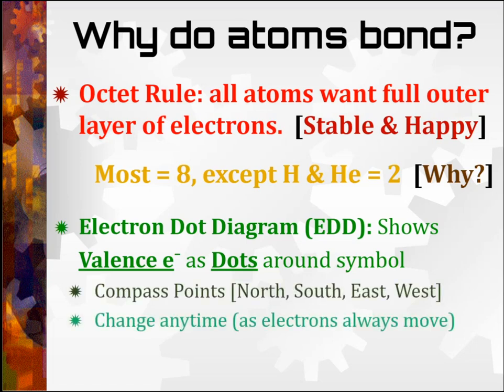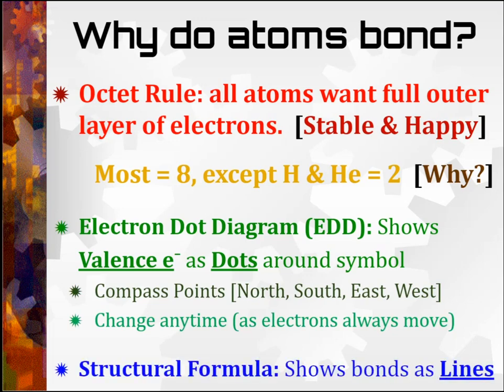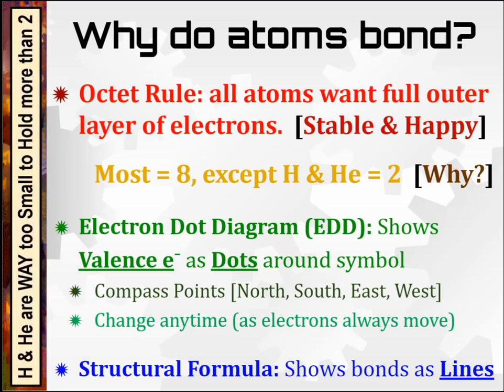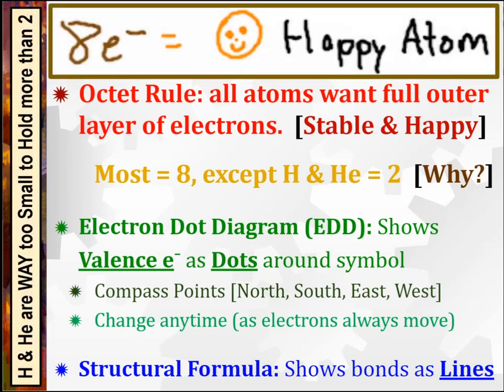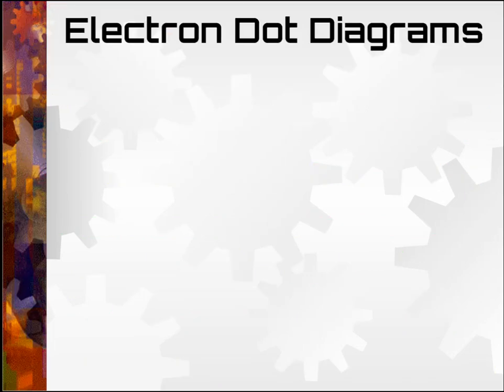Compass points north, south, east, west. You can change at any time as the electrons always move anyway. Or structural formulas where the bonds are shown as lines and not electrons as dots, but bonds as lines. We will be dealing with both of these types of diagrams now. And there's a little picture that I made one year and I just liked it, so there it is.